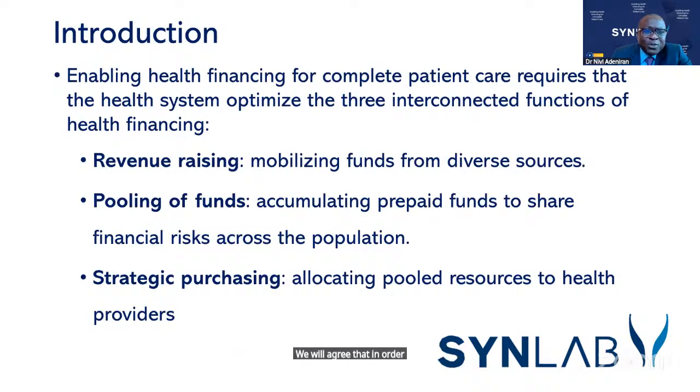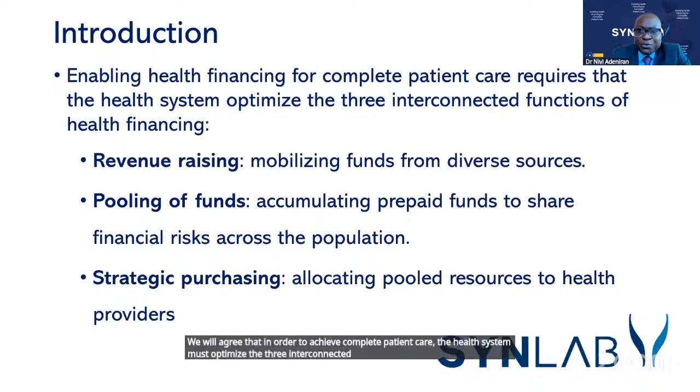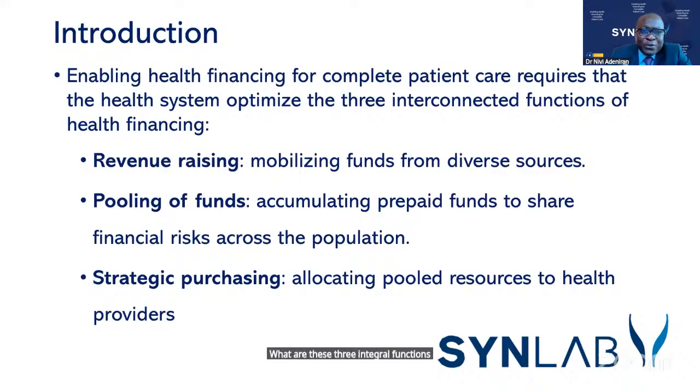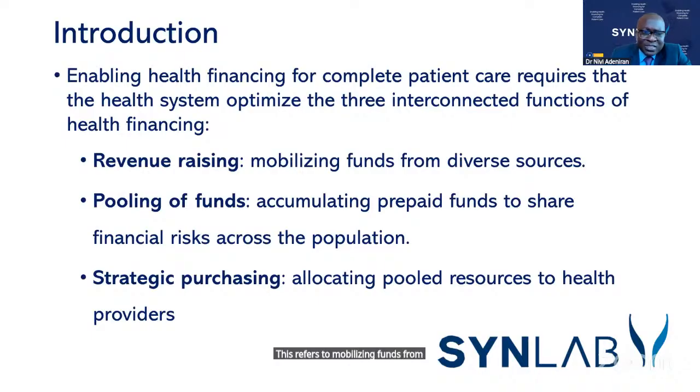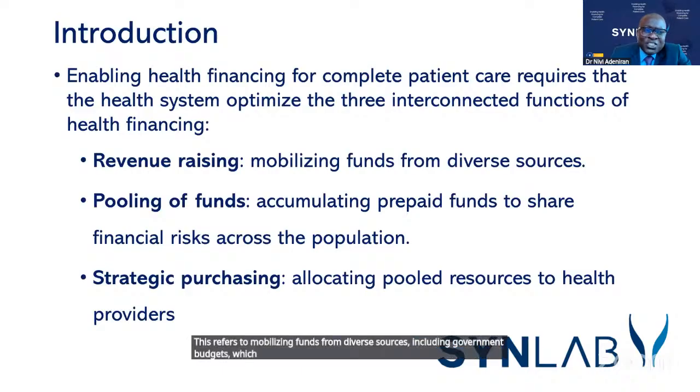Now, taking a look at the core functions of health financing, we will agree that in order to achieve complete patient care, the health system must optimize the three interconnected functions of health financing. What are these three interconnected functions? Number one is revenue raising or revenue mobilization. This refers to mobilizing funds from diverse sources, including government budgets, which is usually general taxation, mandatory or voluntary insurance schemes, external aids, and private out-of-pocket payments.